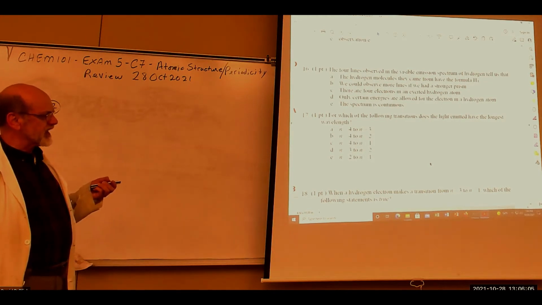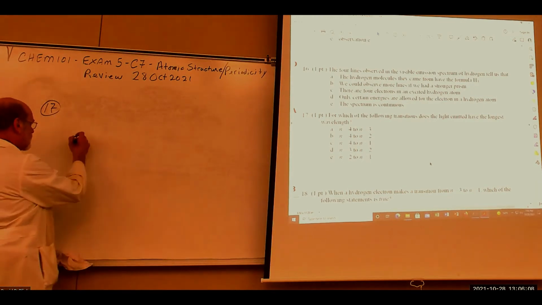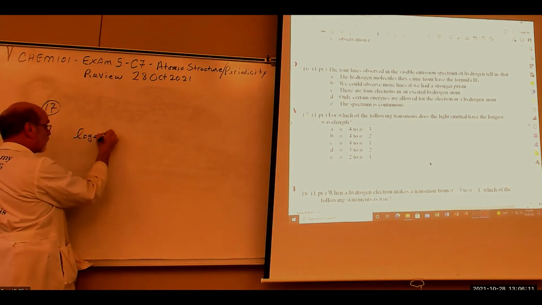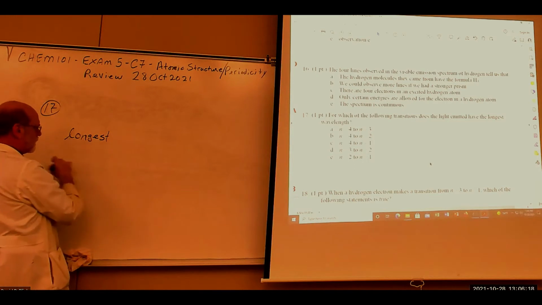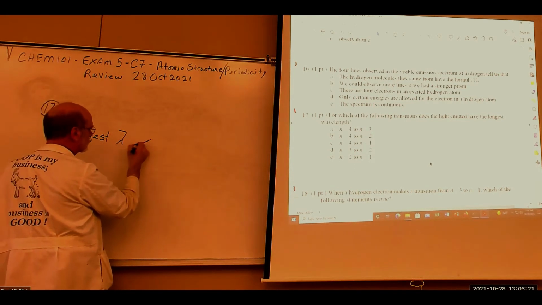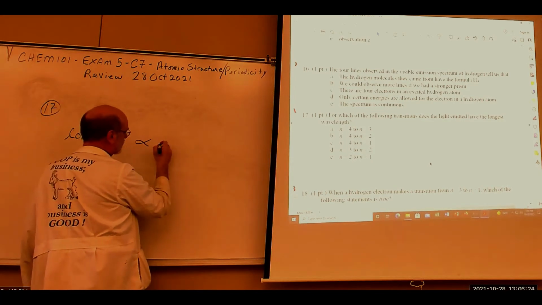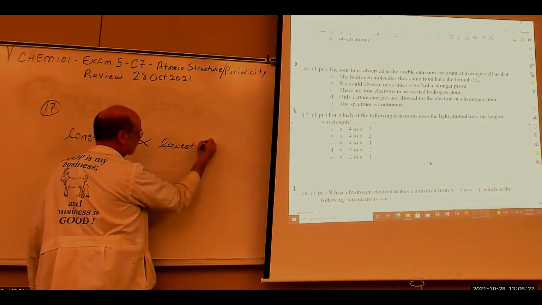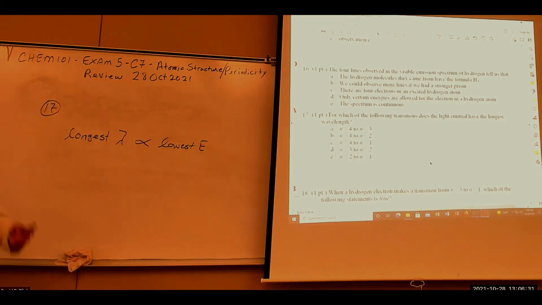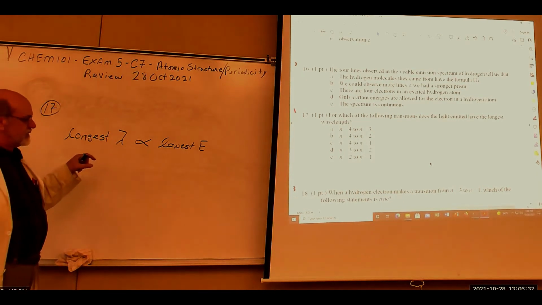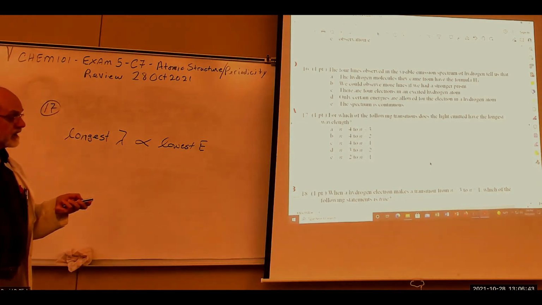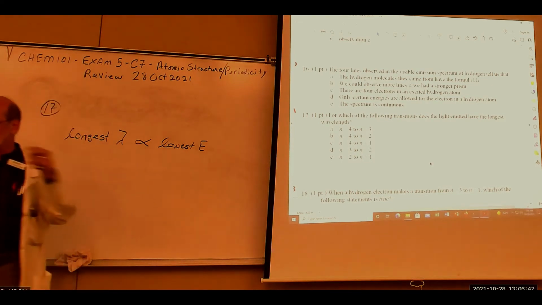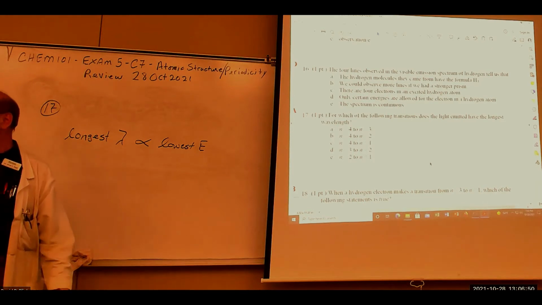Which of the following transitions has light emitted with the longest wavelength? All right, I like to think of it this way. The longest wavelength corresponds to the lowest energy. The longer the wavelength, the lower the energy. So what do you need for an electron transition in an atom to give you the lowest energy? You need the shortest jump between levels, don't you?